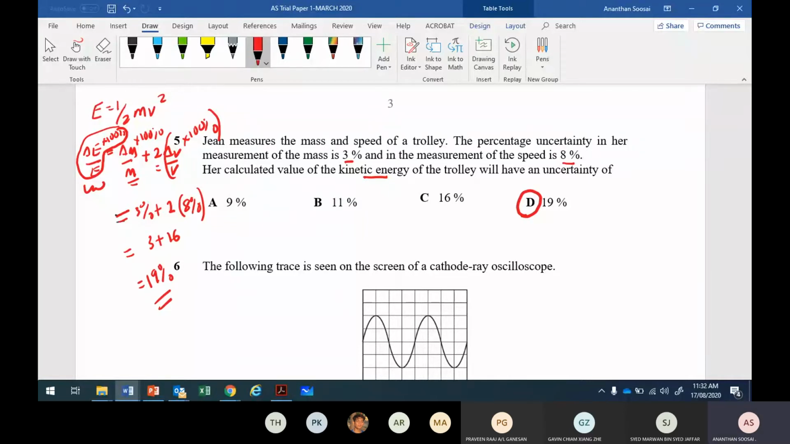Yes. So this is how you do the working. Get the formula, write the uncertainty formula. If it's percentage, multiply everything by 100%, then you get the answer.